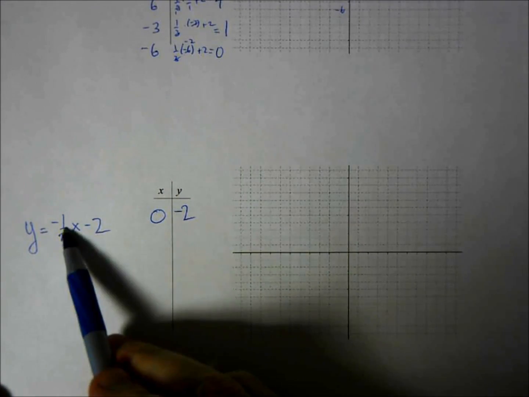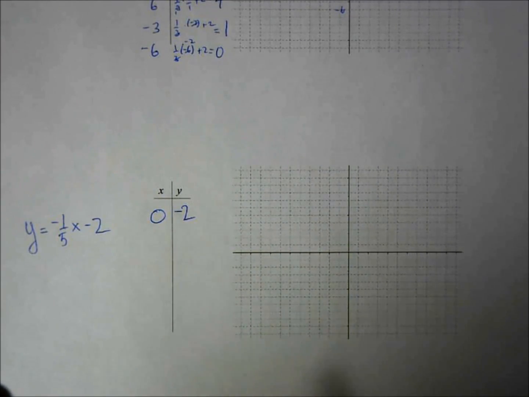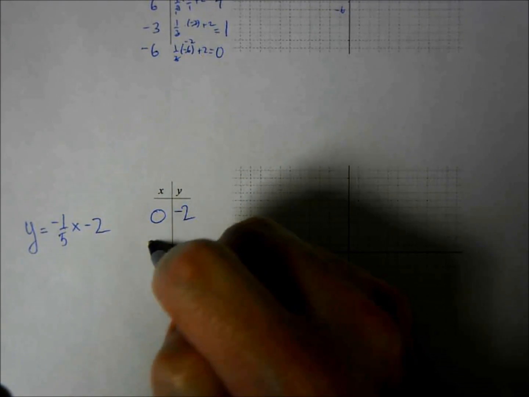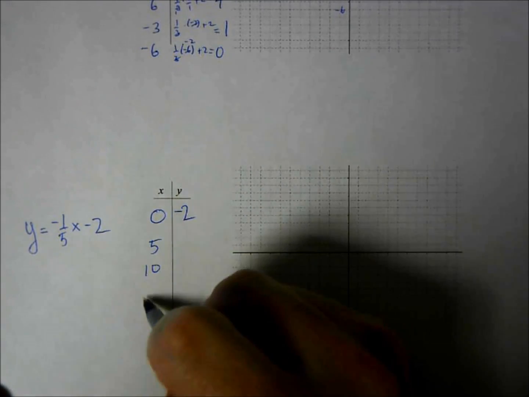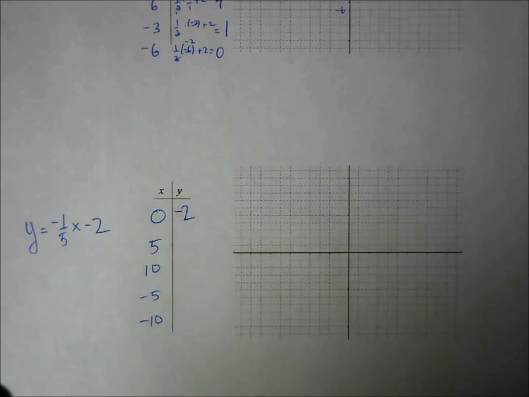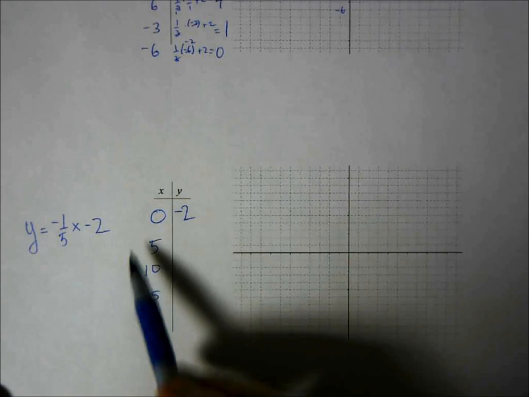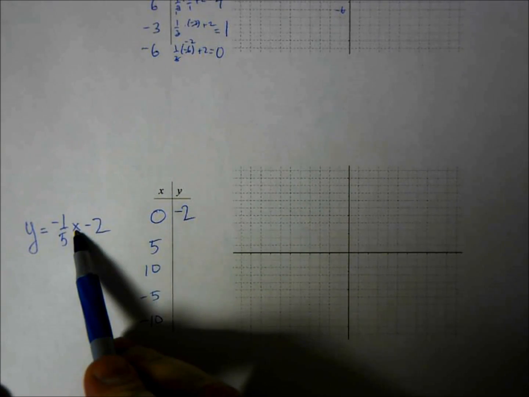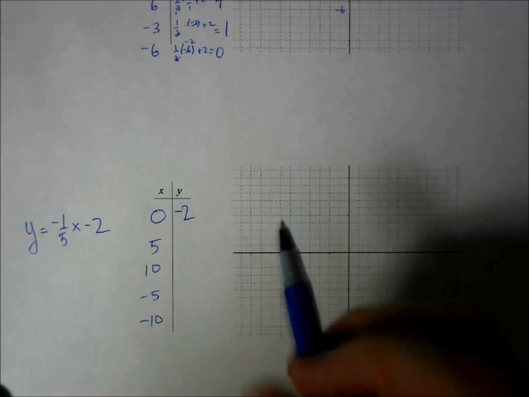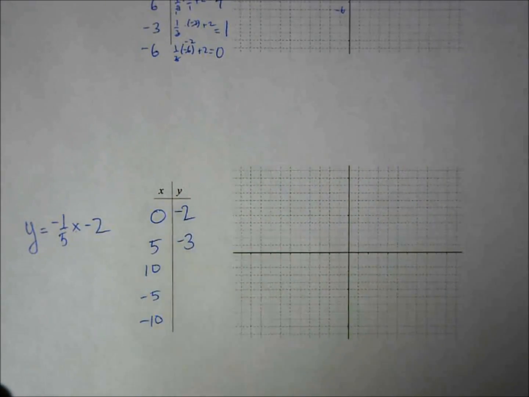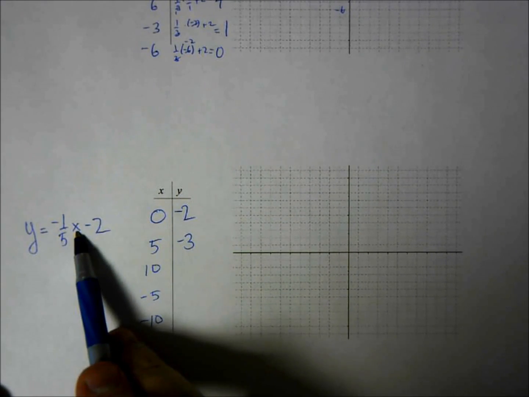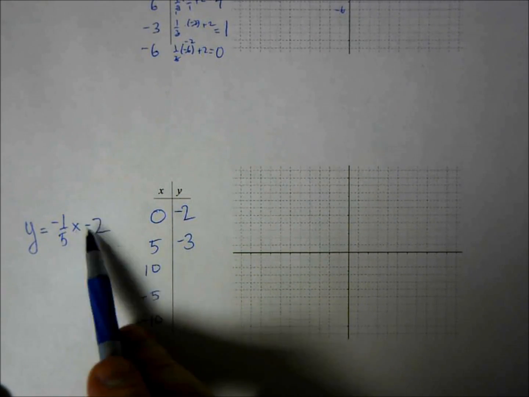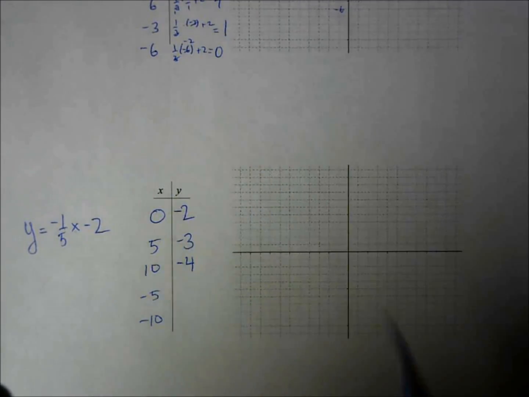Then, I look at my denominator. My denominator has a 5 on bottom, so the clever numbers to plug in are 5 and 10, because those are multiples of 5. And then negative 5 and negative 10. Plug in 5. I have negative 1/5 times 5. That's negative 1. Negative 1 minus 2 is negative 3. Plug in 10. Negative 1/5 times 10 is negative 2. Negative 2 minus 2 is negative 4.